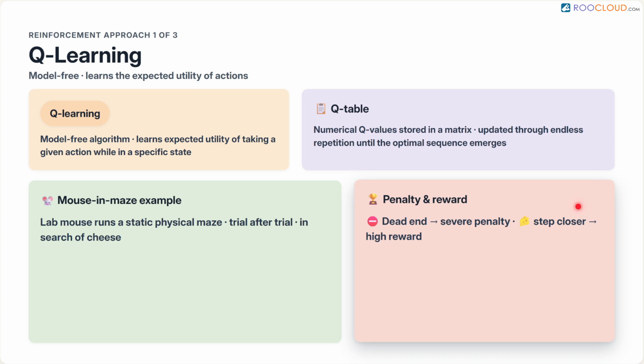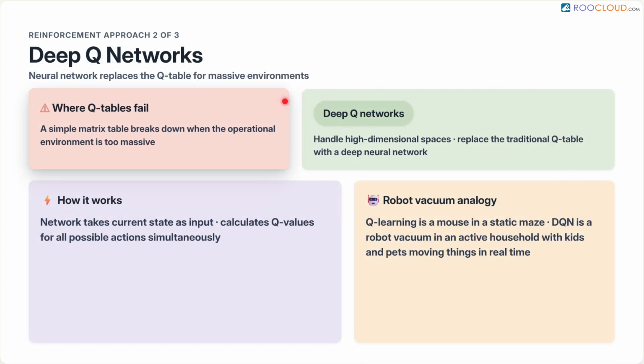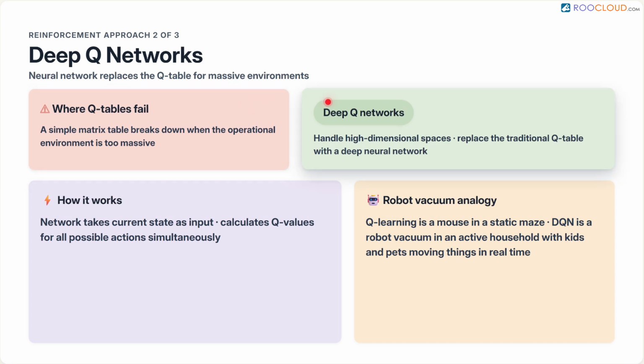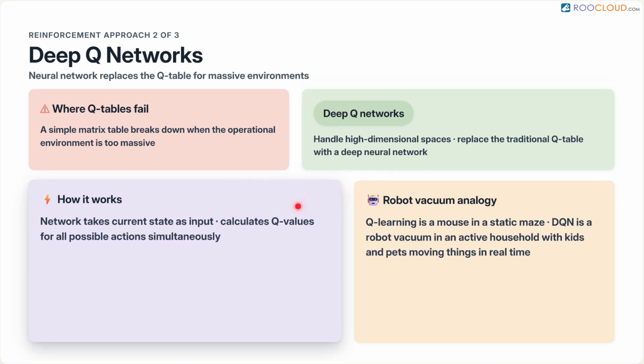That is where deep Q networks, or DQNs, step in. Deep Q networks handle high-dimensional spaces by replacing the traditional Q table with a deep neural network. The network takes the current state of the environment as an input and rapidly calculates the Q values for all possible actions simultaneously.